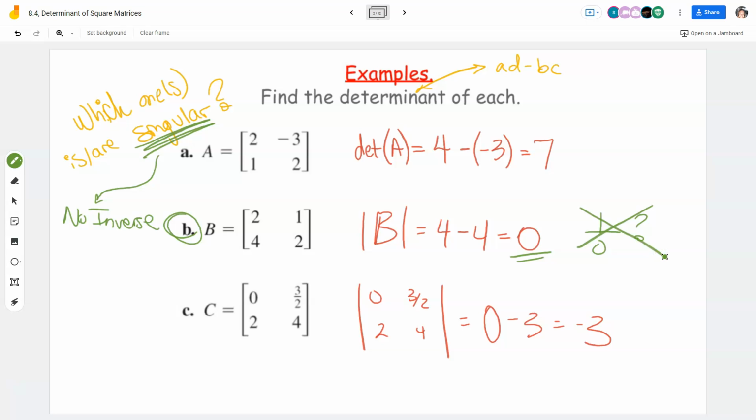Think about your formula. 1 over 0 is not going to work. Does that kind of help? Yes. All right.